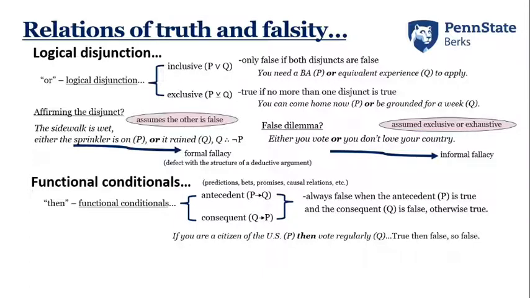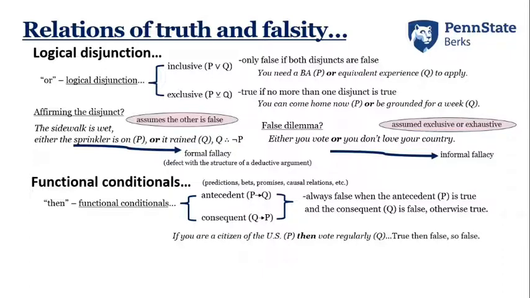If you are a citizen of the U.S., then vote regularly. So what we would say here is that if P, you're a citizen of the U.S., is true, then voting regularly, Q, is true or false, otherwise it is false. If this becomes the condition of the truth or falsity of that compound statement, then what we are saying is, if you are a citizen of the country, which is true, and you don't vote regularly, which is false, then the entire compound sentence or proposition is false.